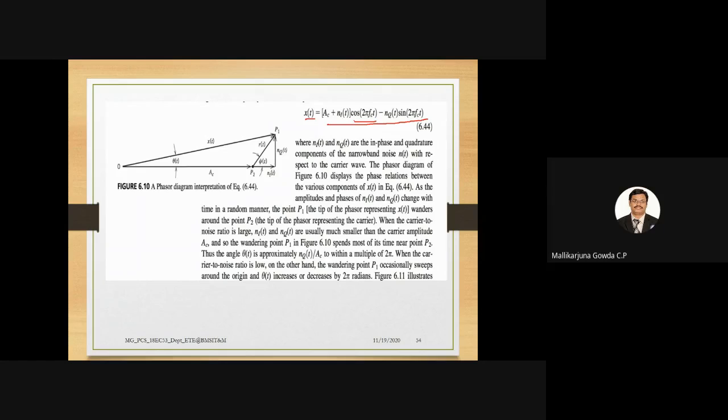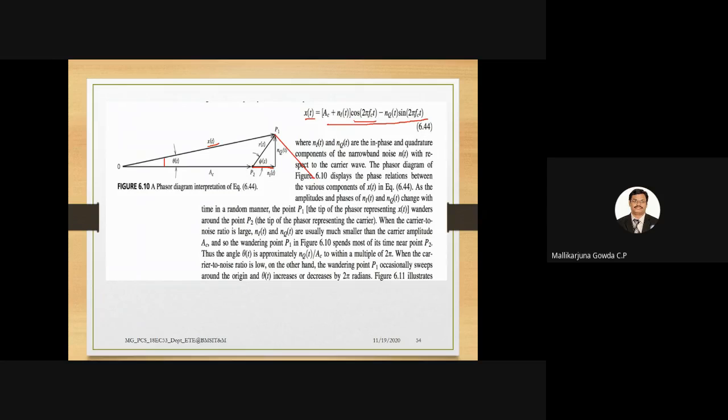Let me draw the phasor diagram for this equation. We already know this is A_C, with the reference. Then N_I of t from here to here. This will be the envelope R of t, and this is the quadrature component N_Q of t. I take this angle as psi of t and this angle as theta of t. And this will be my x of t, this expression. So I denoted two points here.